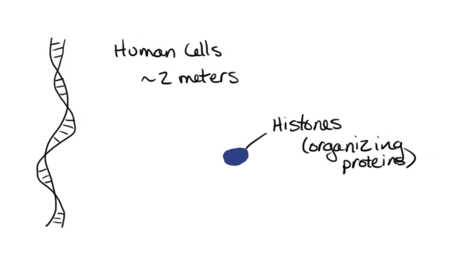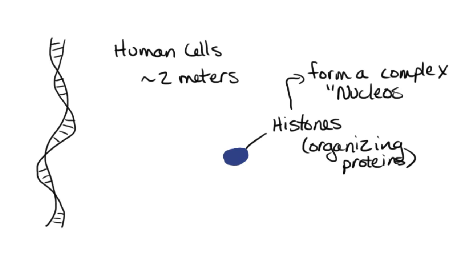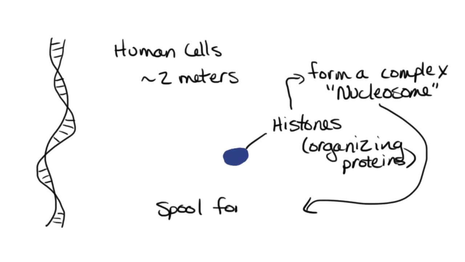And then we're going to have a whole bunch of these histones that are going to come together, and they will form a complex. And that complex is going to be known as a nucleosome. The nucleosome itself, that is the spool. So this will be, if we draw it down here, a spool for the DNA to wrap around.